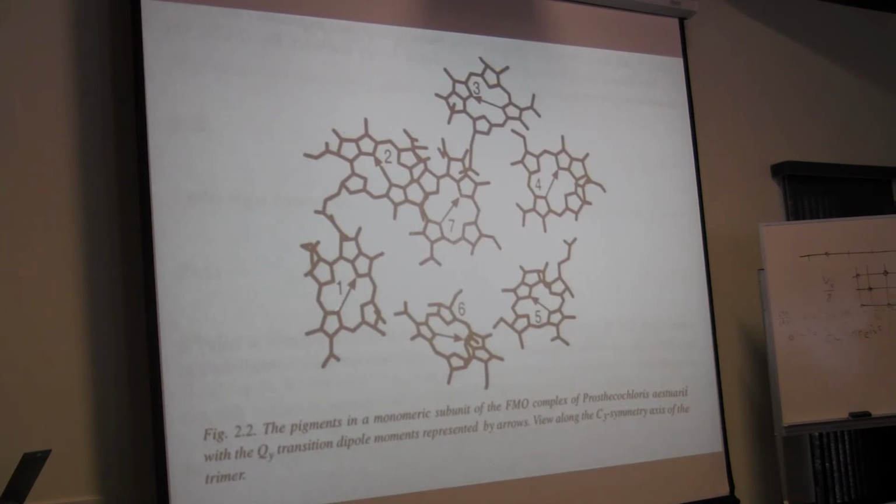And here are the dipoles. So this is the dipole of molecule 1, dipole of molecule 2, 3, and so on. But this is real. This is measured. This is how it is. Yeah. And you see they have very complicated interaction energies and so on.